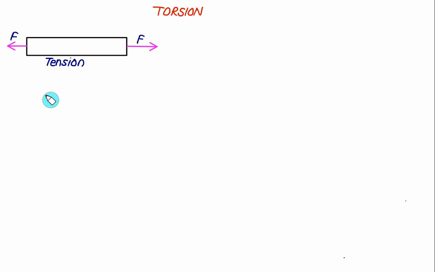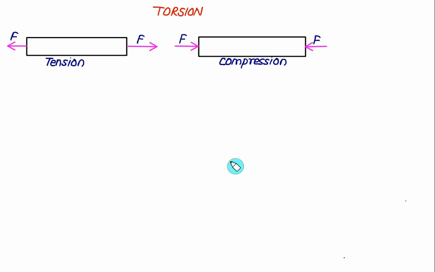We are done with the members that were going to be loaded axially, that is in the case of tension or in the case of compression. In both these cases, the length of the member is going to change, and the change in length is given as dL equal to F multiplied by L divided by A multiplied by E.